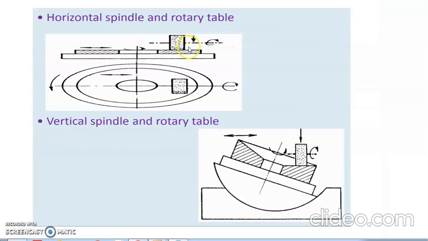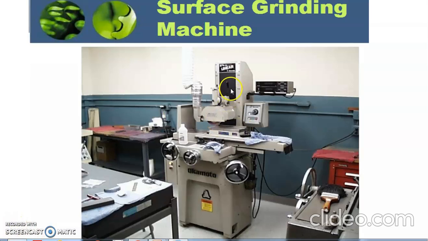In this the spindle is horizontal and the table is rotary. Rotary motion is there as shown in figure. In next figure, spindle is vertical and the table is rotary, rotating about the axis. This is the real picture of the surface grinding machine. Here is the grinding wheel there.